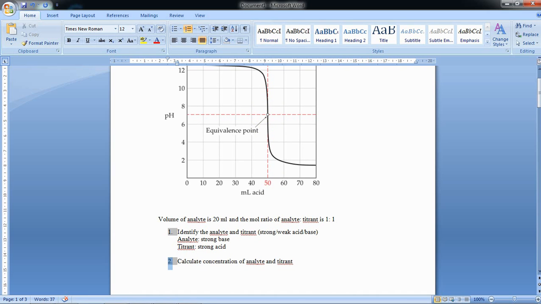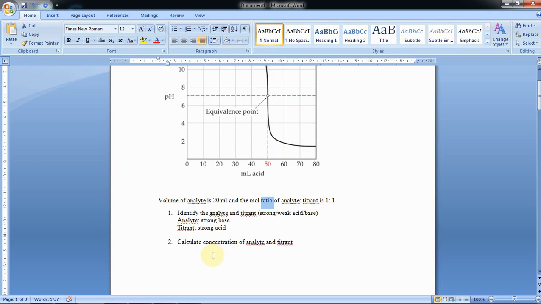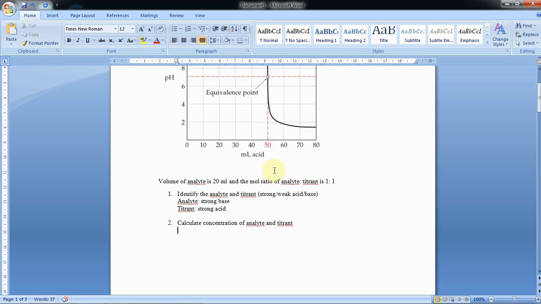Now for information number 2, how to calculate the concentration of analyte and titrant. You need two pieces of information for this, which must be given in the question. The volume of analyte is 20 milliliters, and the mole ratio of analyte to titrant is 1:1, meaning it's equimolar. For example, NaOH and HCl are 1:1, right? So if the volume of analyte is 20 milliliters, you can use that to find the concentration of titrant.